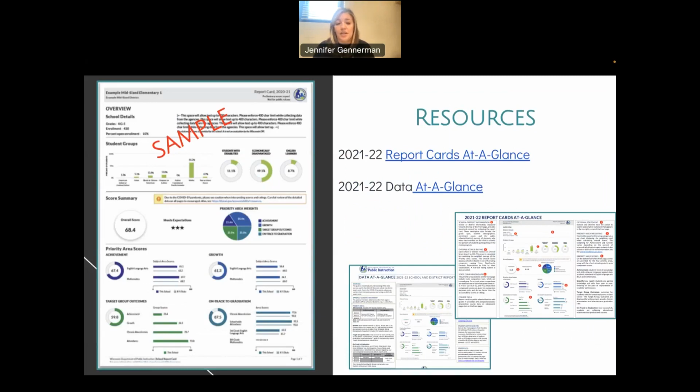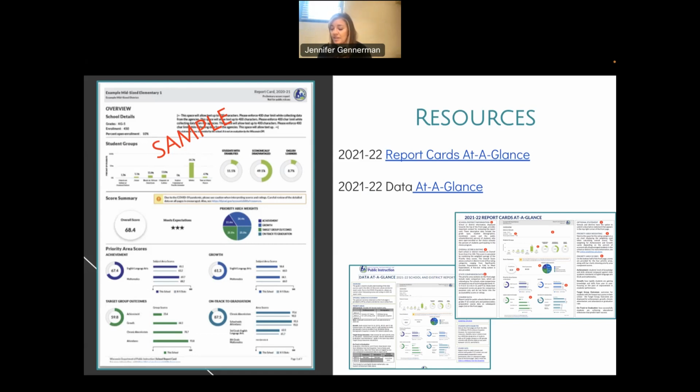Here's a sample on the left of a school or a district report card. They'll both have a very similar look. On the right, I'm highlighting two of the resources that I've used for this presentation, along with a few other resources that DPI has provided. Two of these resources I want to highlight are first, the report card at a glance, and then the data at a glance. For the in-person board meeting, I'll be providing a hard copy of these resources for all the board members.